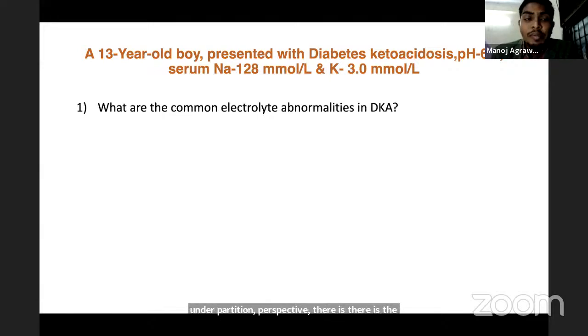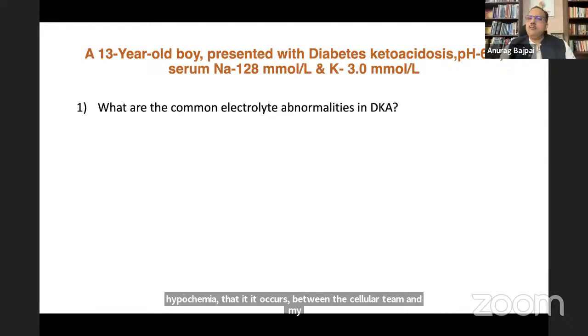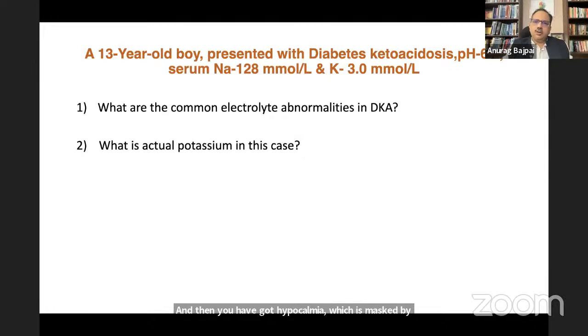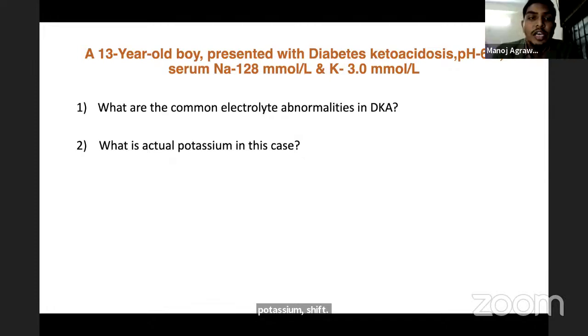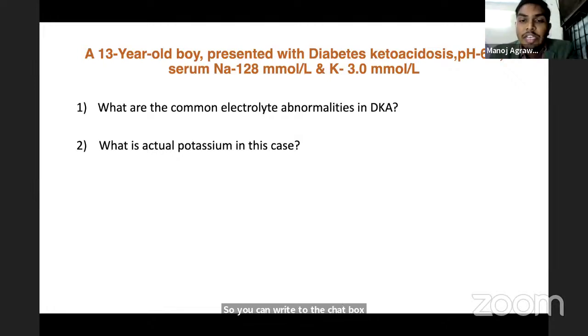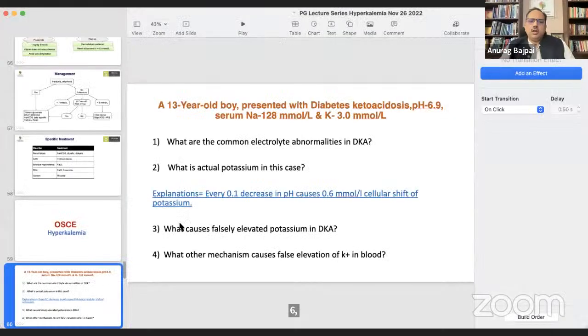And my second question is, you have got hyponatremia, which is exaggerated because of the sodium dilution, and then you have got hypokalemia, which is masked by potassium shift. Now the next question, Dr. Manoj: what is the actual potassium in this case? You can write on the chat box. As we have discussed, we are seeing falsely elevated potassium in the blood. So what would be the actual potassium in this case?